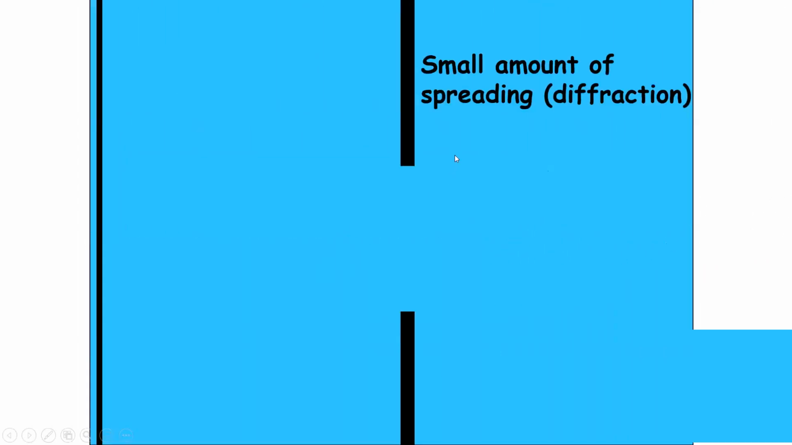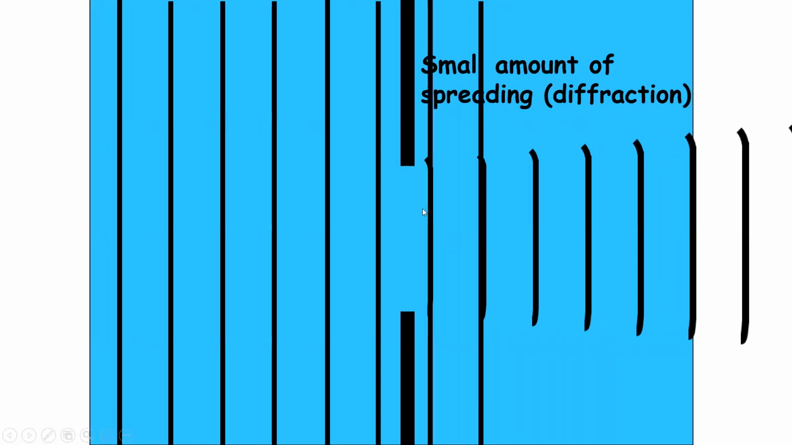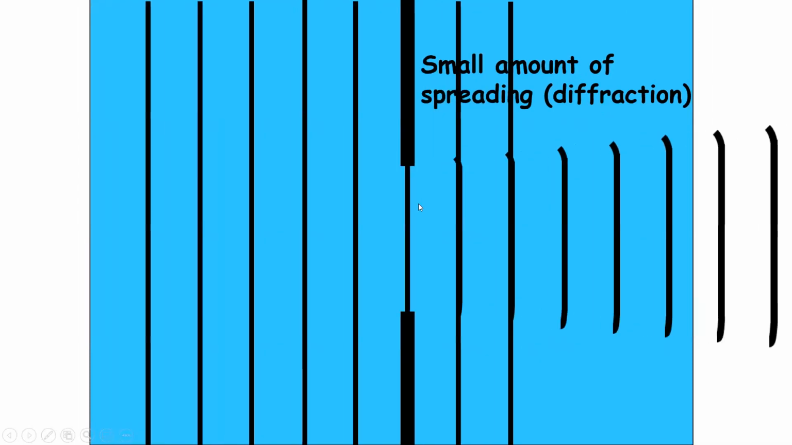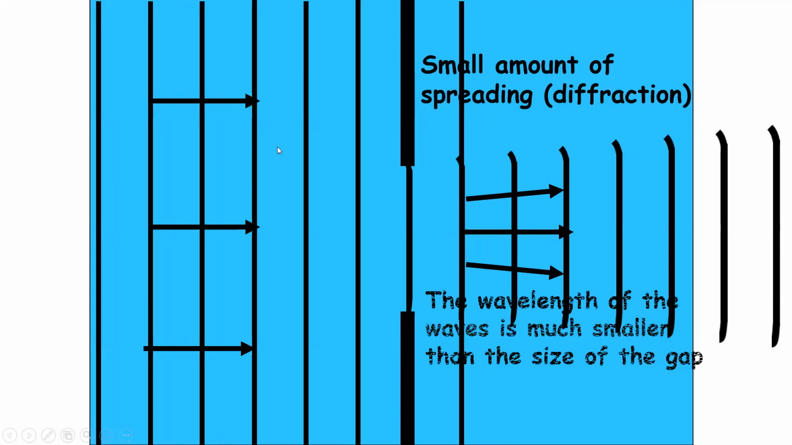So for example, these are the waves which are passing. Then there is a gap in between. When these waves pass through this gap, they spread out and change direction. So there is a small amount of diffraction, or spreading. As you can see here, the gap size is a bit larger than the wavelength. That's why there is a small amount of diffraction.